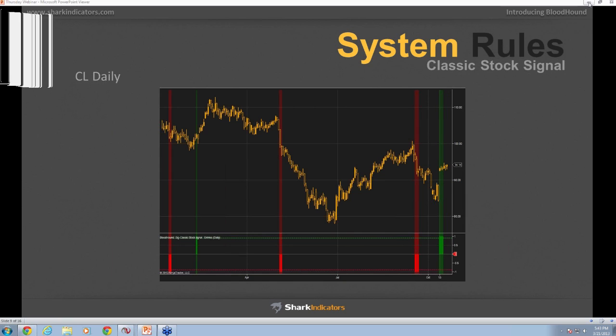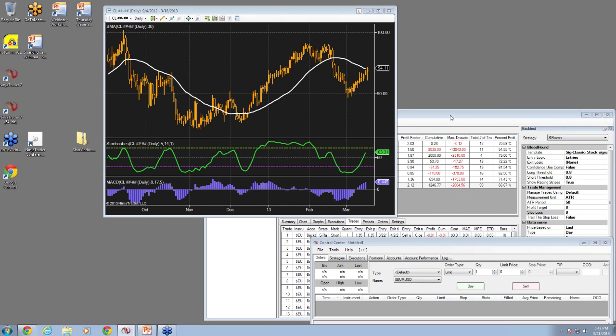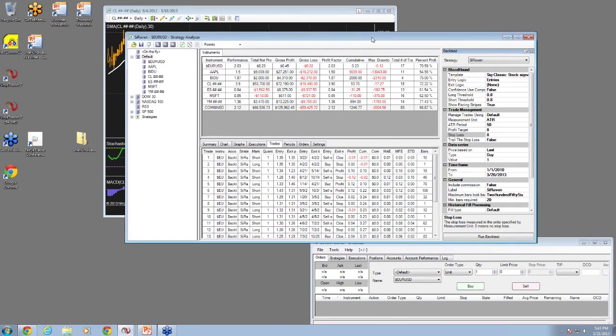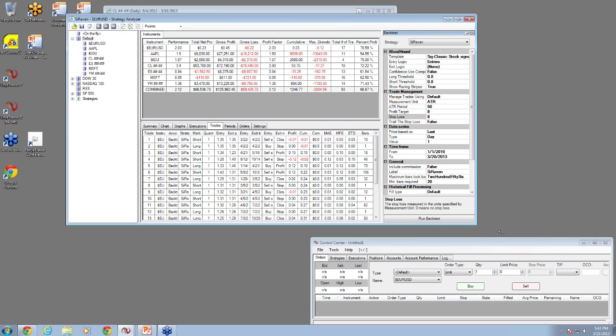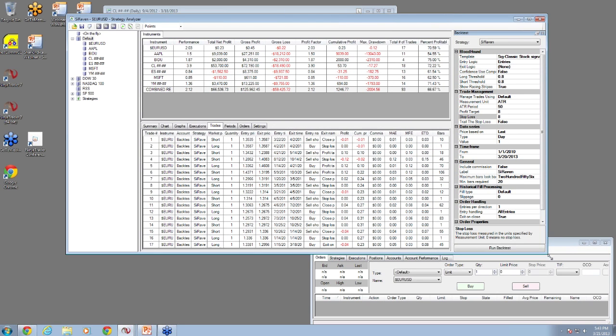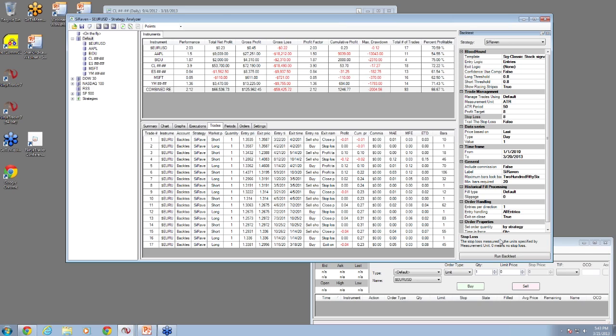So let me just show you really quickly. This is kind of what the system actually looks like after you backtest it, and I'm going to show you how to build it. This is NinjaTrader's strategy analyzer screen, and you can see that given some reasonable profit and loss targets of approximately 8 to 10 bars, I found it gives you pretty reasonable results.